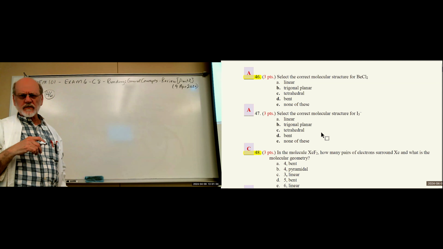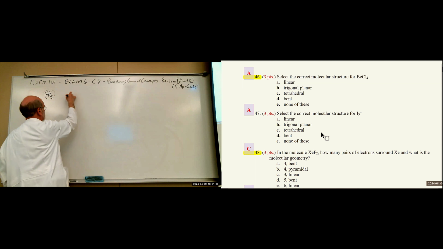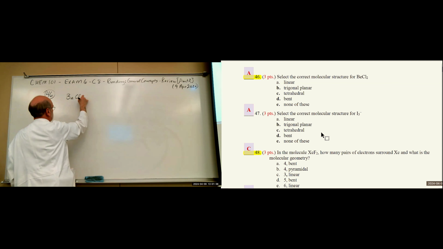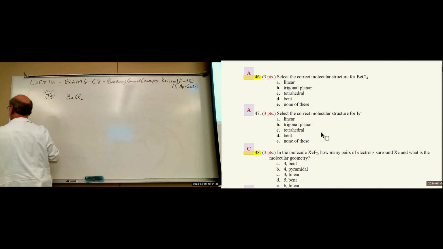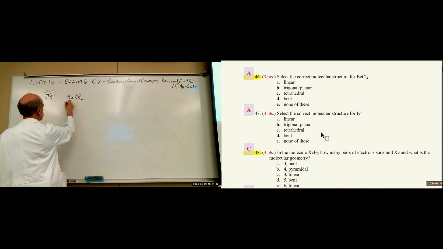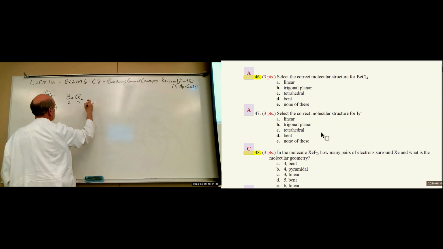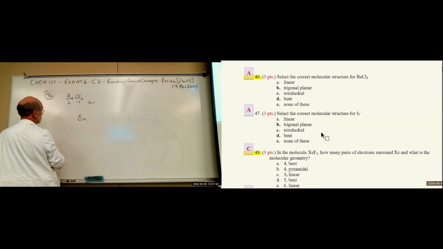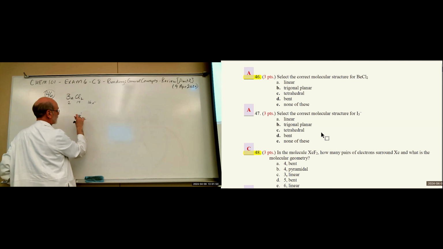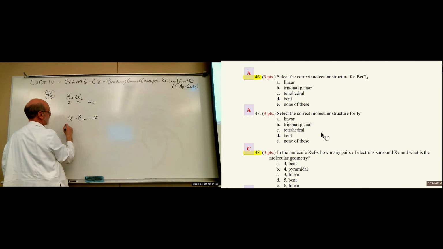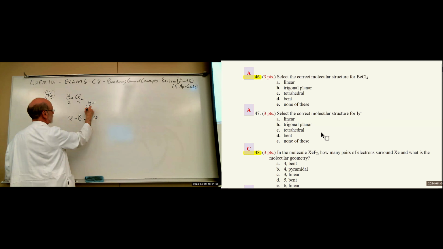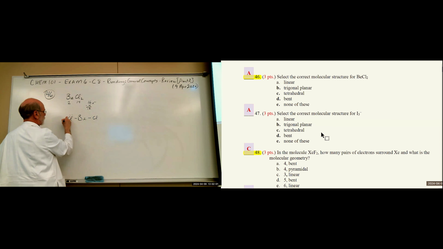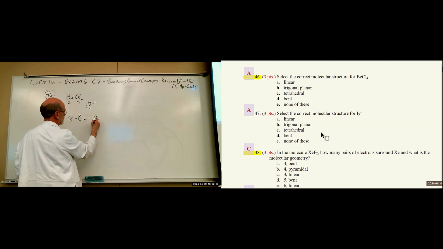Select the correct molecular structure for BeCl2. Beryllium has 2 electrons, and 2 times 7 is 14, so we have a total of 16 electrons. Beryllium's in the middle. It's farther to the left than chlorine, so we put it in the center. The more metallic goes in the center. And we've got chlorine and chlorine, so that's 4, 12, 2, 4, 6, 8, 10, 12.